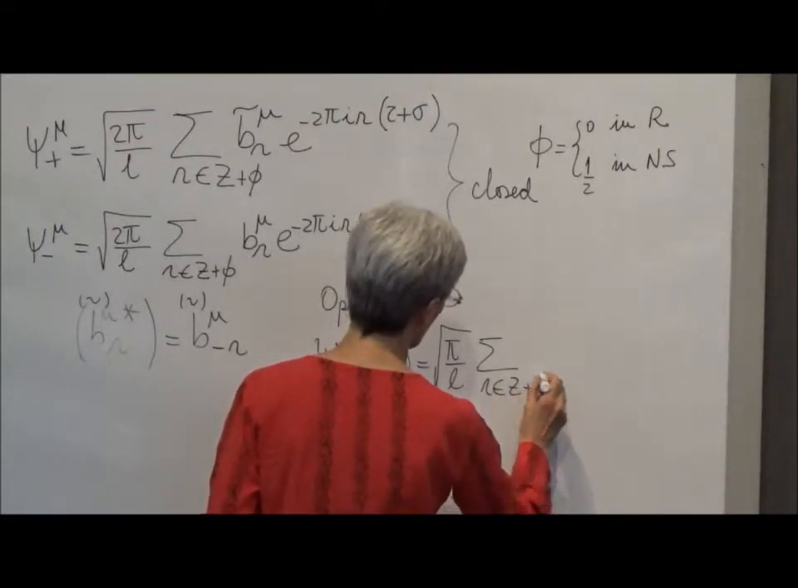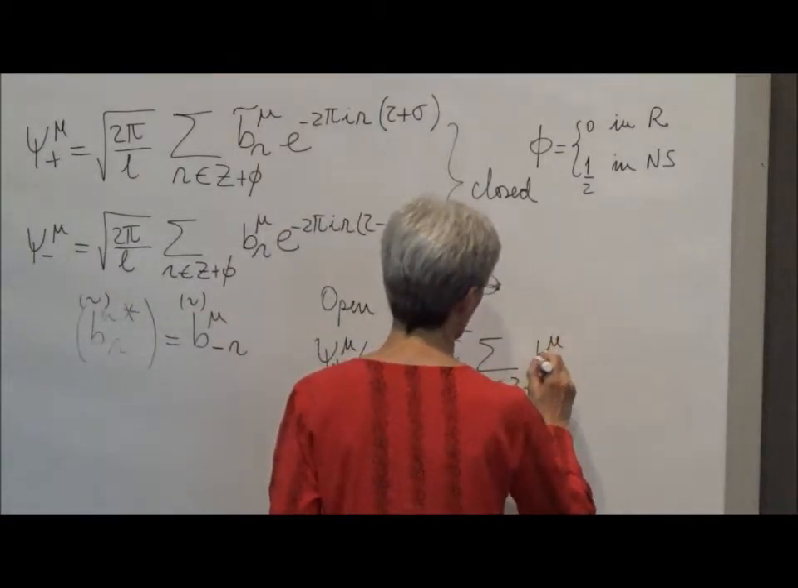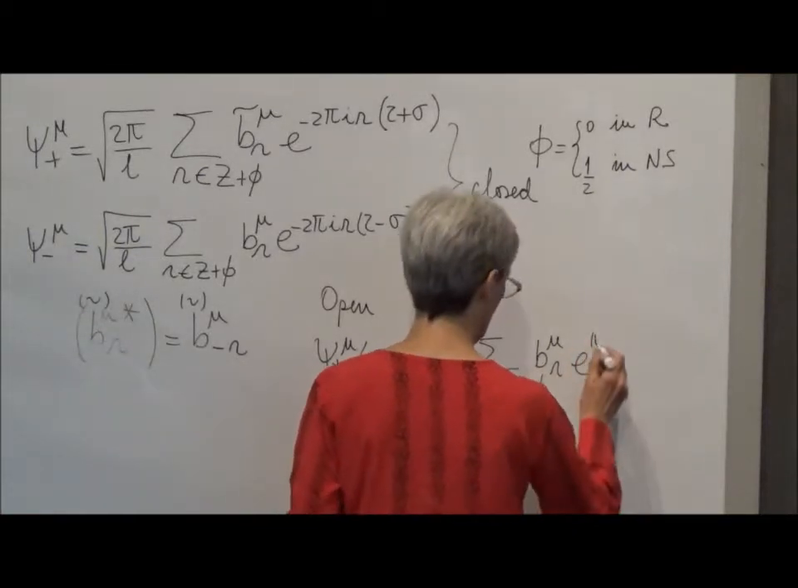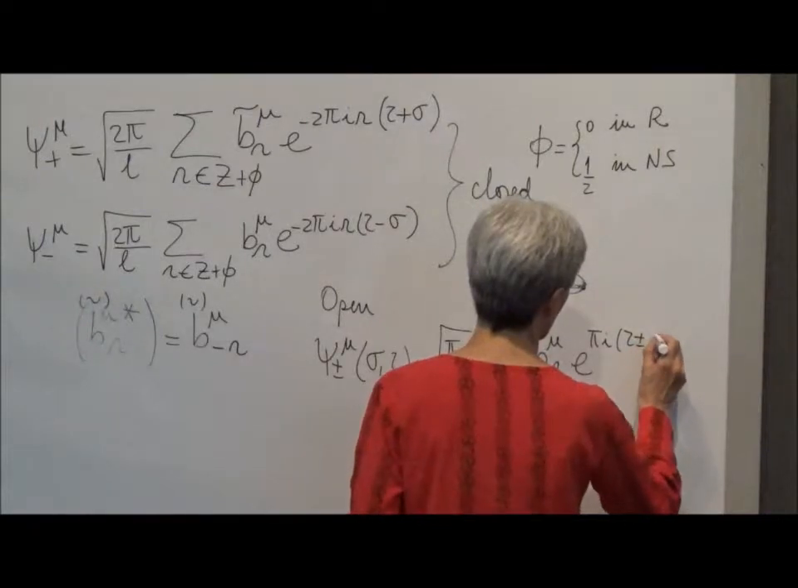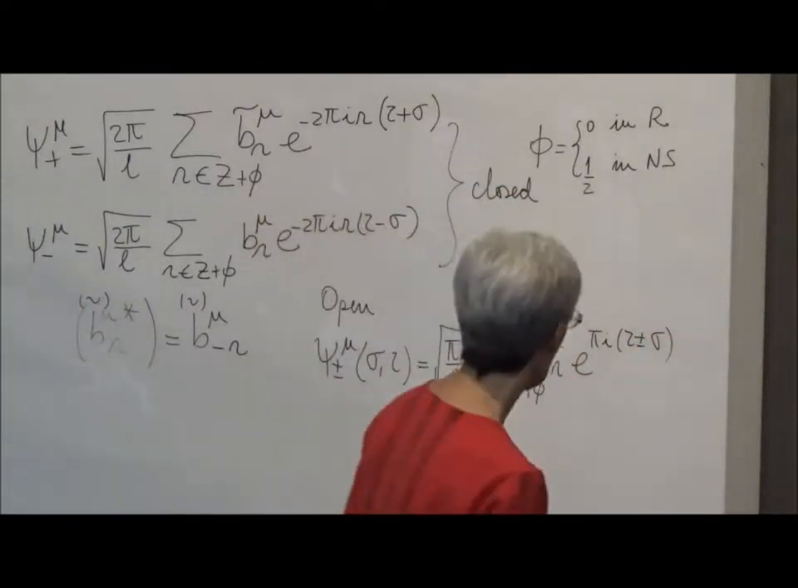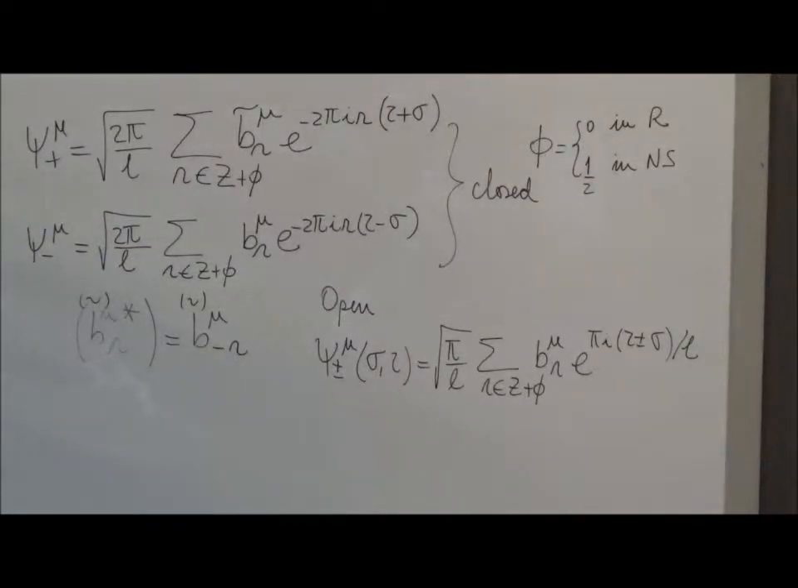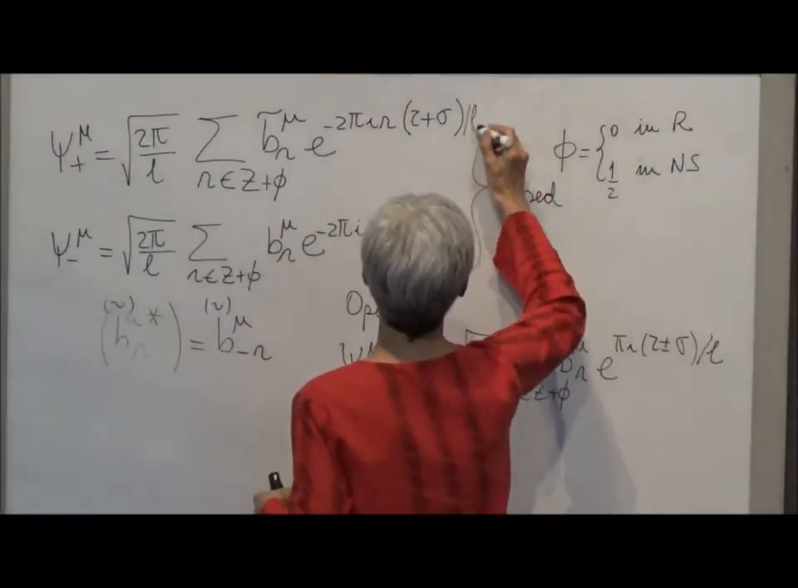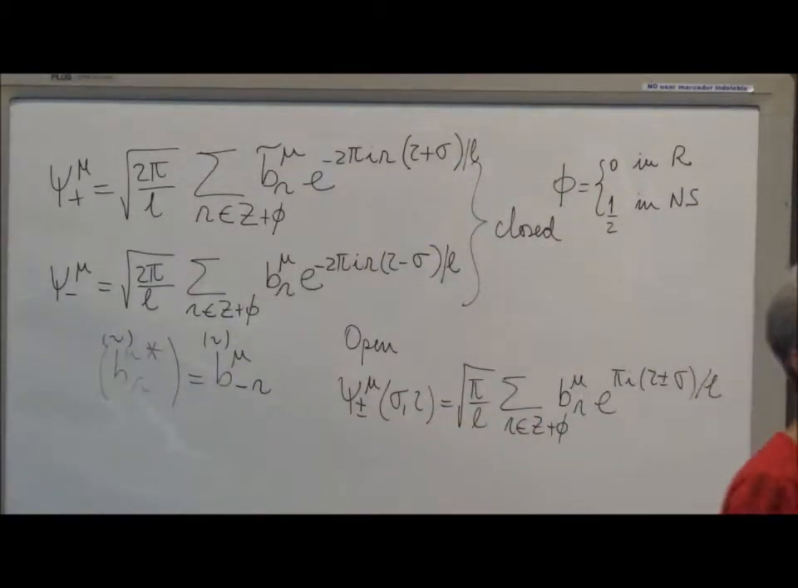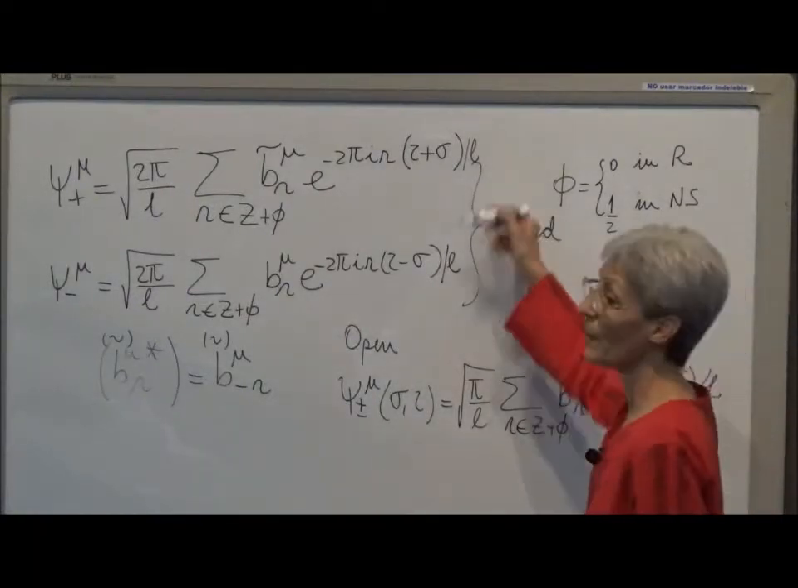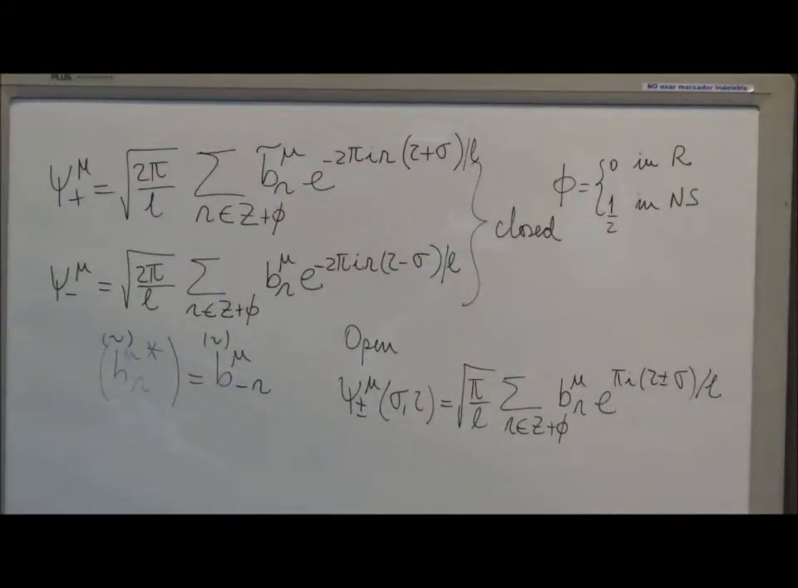Over the integers or half integers. If the coordinate along the string, sigma, takes values between 0 and L, then I need this factor here, which I have here. So in some textbooks you will see sigma takes values between 0 and 2 pi in the closed string and between 0 and pi in the open string. I prefer to leave it unspecified. It just takes values from 0 to L. Okay. So we have these two expansions.